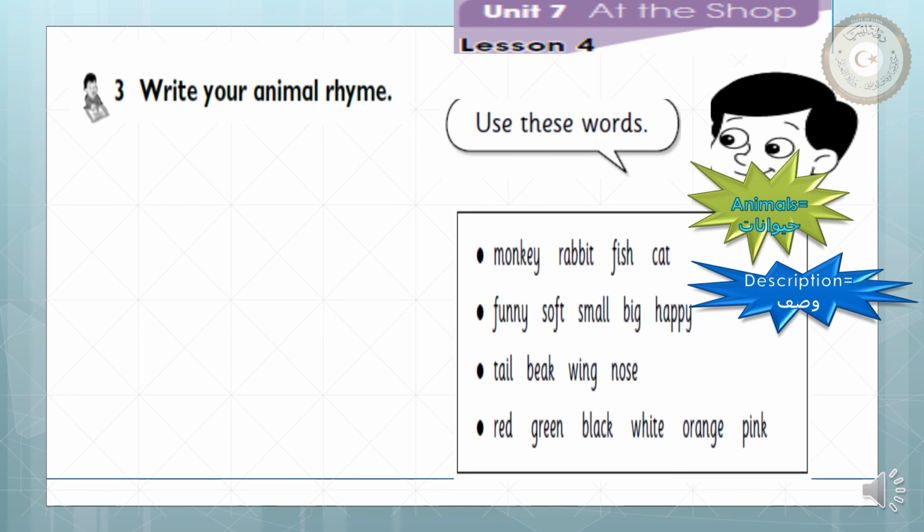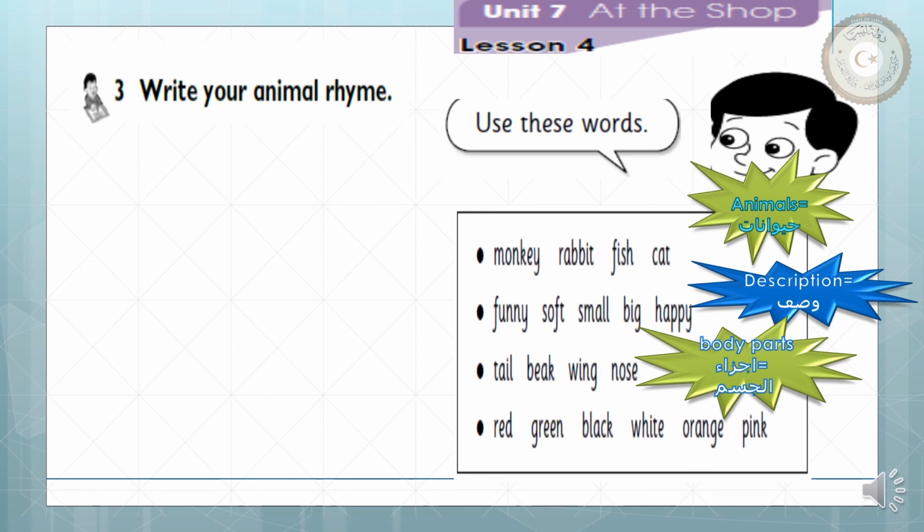Now check with me the third group of words. Sorry, look here. Body parts. Let us discover the body parts that we are going to use: tail, beak, wing, nose. These are the words that we are going to use to describe our animal, to write our animal rhyme.